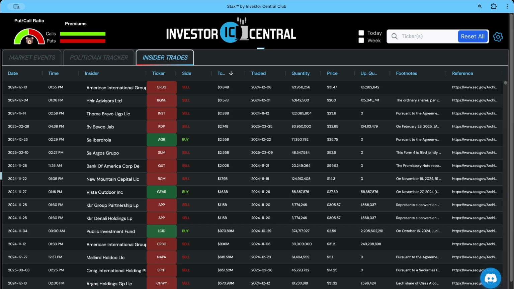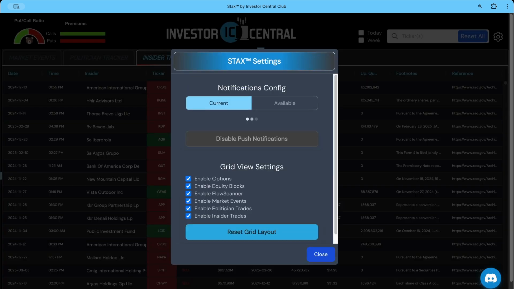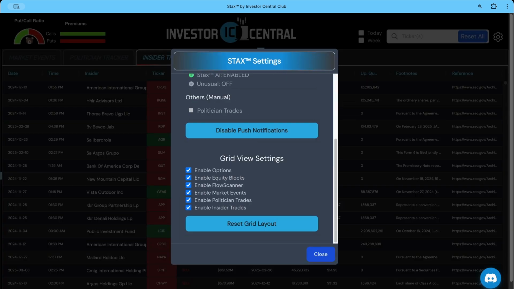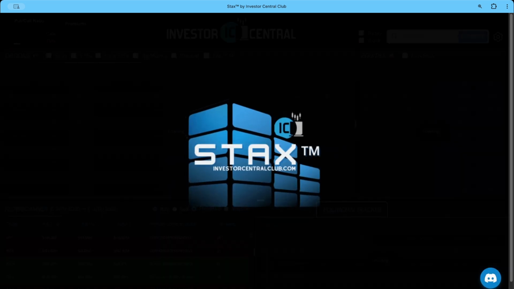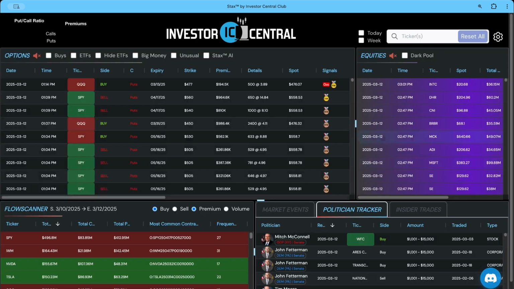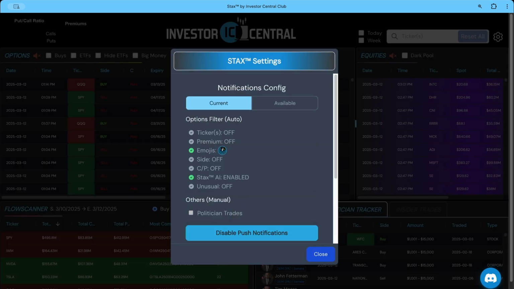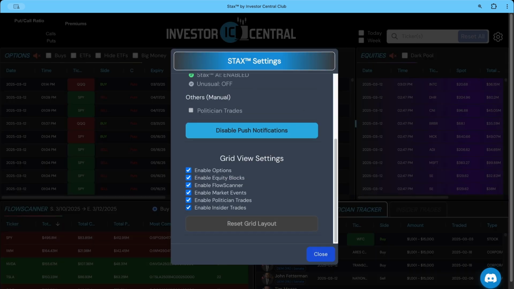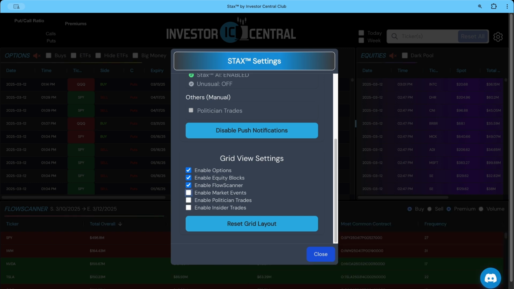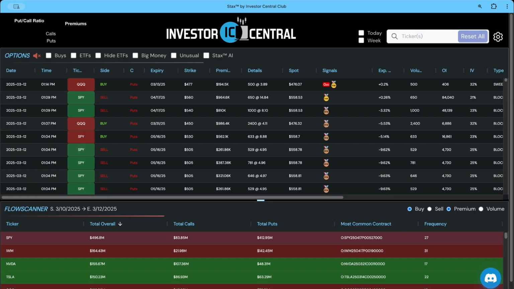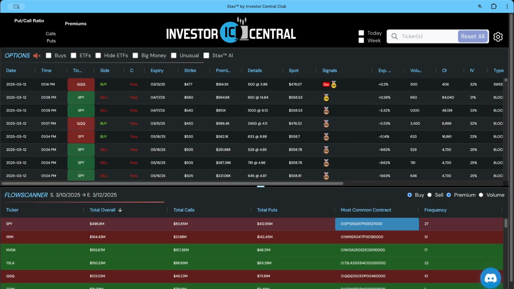On the top right over here, you can always take a look at your grid view settings. Real quick, I'm just going to reset everything for you guys to see. If, for example, you don't happen to need some of these, I can take away my insider trades, politician trades, market events, equity blocks. If I'm not using them too often or do not need to take a look at them, it gives you a little bit more real estate on the page for you to consider and to move things around as well.